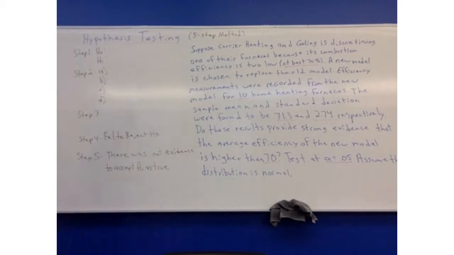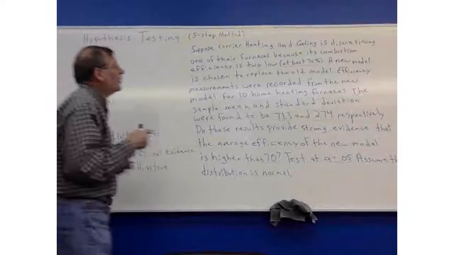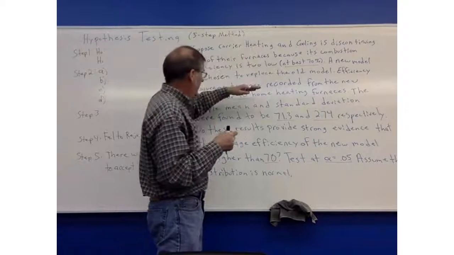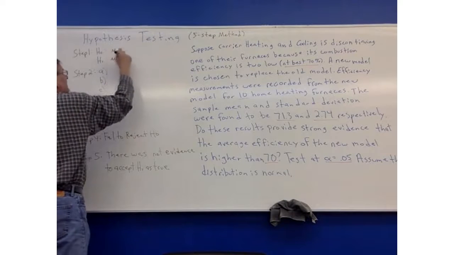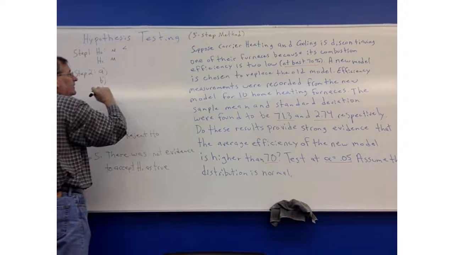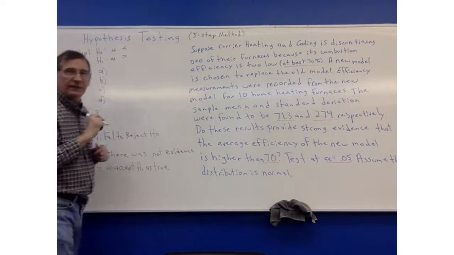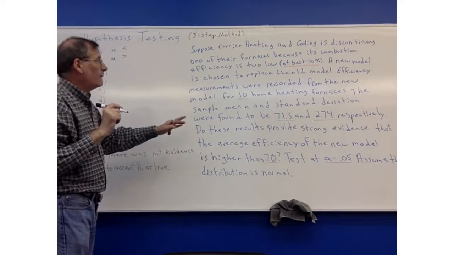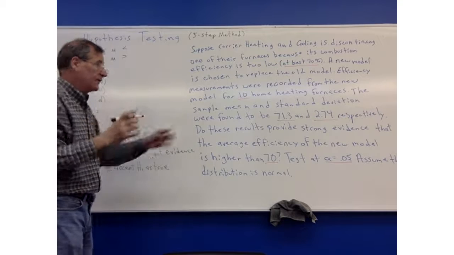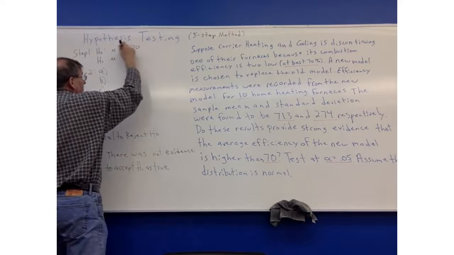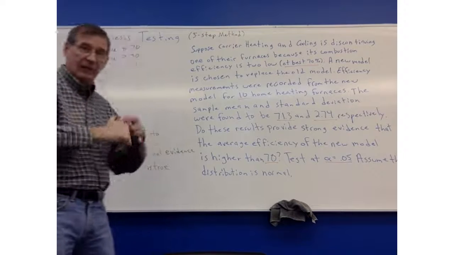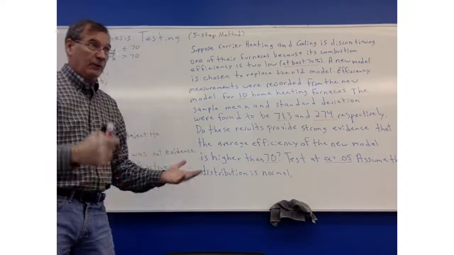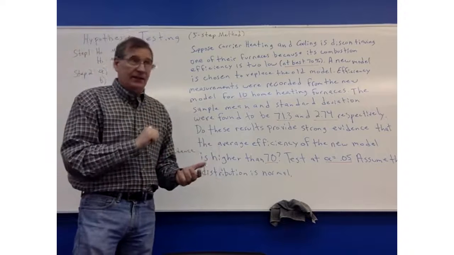Okay, so we've got to come up with our null and alternate hypothesis. Well, here's the old furnace, and here is the new furnace. What do they say about the old furnace? Not good enough. What about the new furnace? We hope it's better. You follow that? Okay, so what was the old furnace? At best, 70% efficient. We want this new model to be more than 70% efficient. We want to have an improvement. We want a statistically significant improvement.